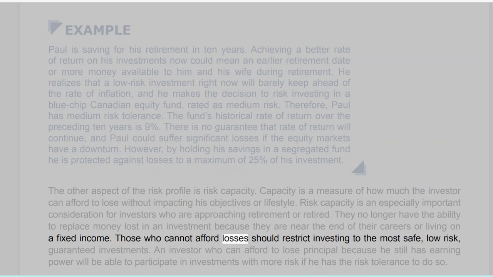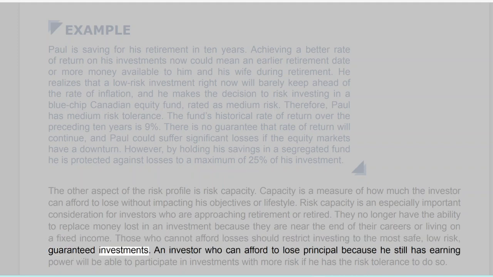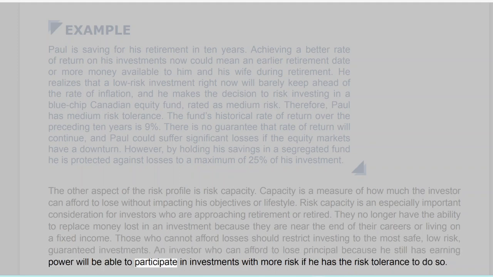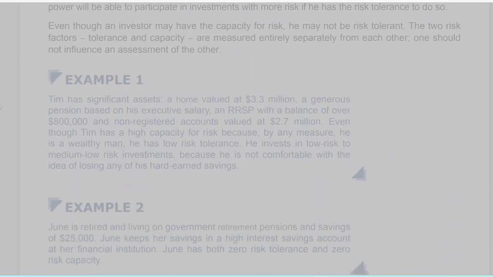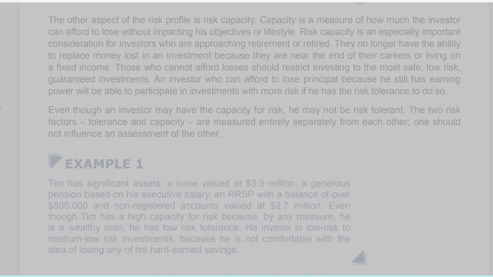Those who cannot afford losses should restrict investing to the most safe, low-risk, guaranteed investments. An investor who can afford to lose principal because he still has earning power will be able to participate in investments with more risk if he has the risk tolerance to do so. So, even though an investor may have the capacity for risk, he may not be risk tolerant. The two risk factors, tolerance and capacity, are measured entirely separately from each other. One should not influence an assessment of the other.